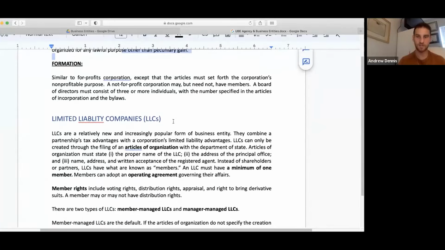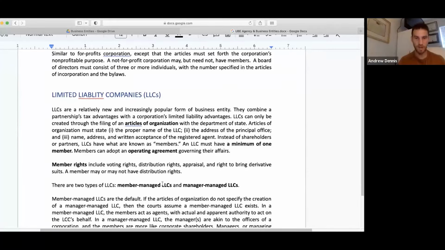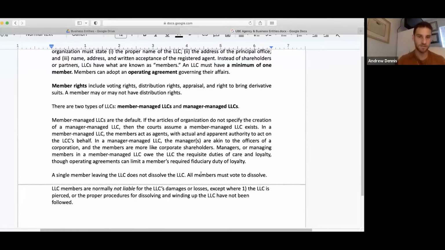So now we have these different types of corporations. Remember the first thing I told you about was an LLC, which is relatively new and popular. They combine the partnership tax advantages, flow through taxation, with the corporation's limited liability advantages. LLCs have a filing of articles of incorporation, and then we can have members. An LLC must have a minimum of one member. So members can adopt an operating agreement. There are two types of LLCs, member managed LLCs and manager managed LLCs. Member managed LLCs are the default. If they don't specify, then we have it member managed.